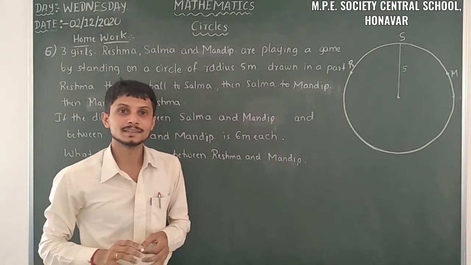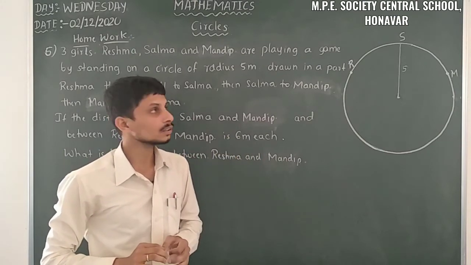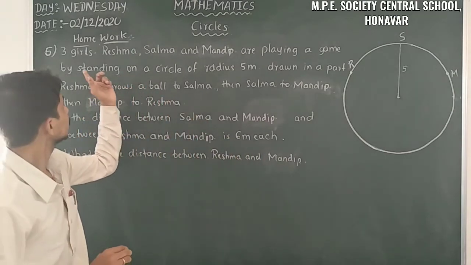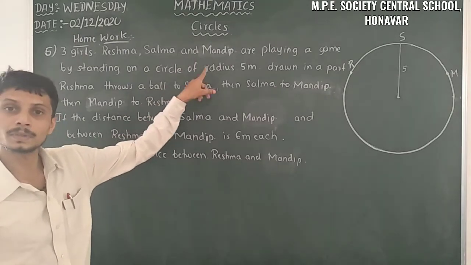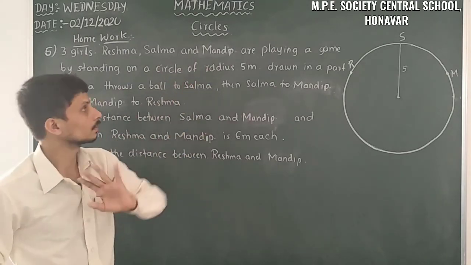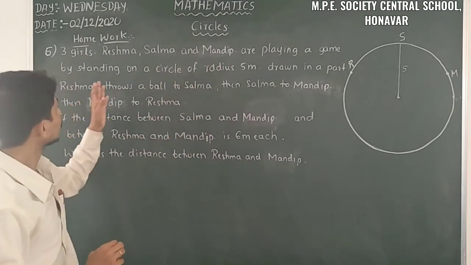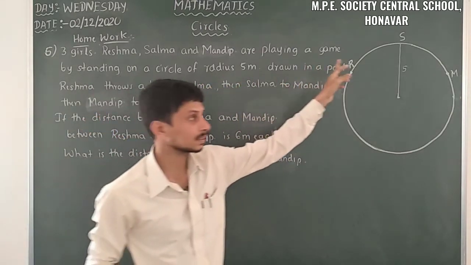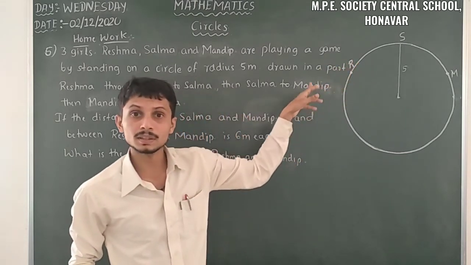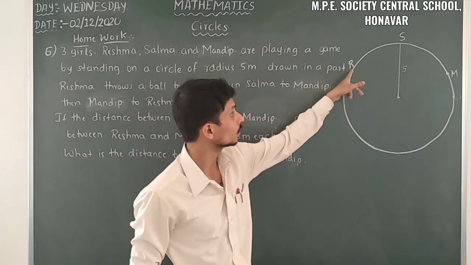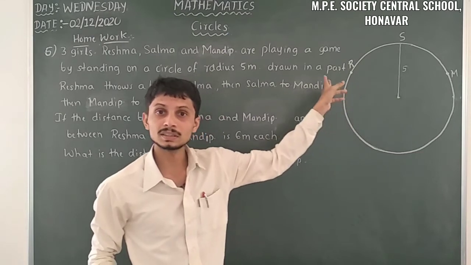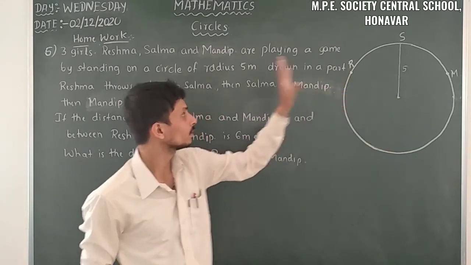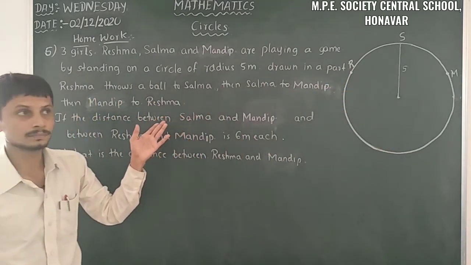Let us take one homework here. The problem is: 3 girls, Reshma, Salma and Mandip, are playing a game by standing on a circle of radius 5 meter. That means here we have a circle. On the circumference of the circle, these 3 girls Reshma, Salma and Mandip are standing, and they are playing.